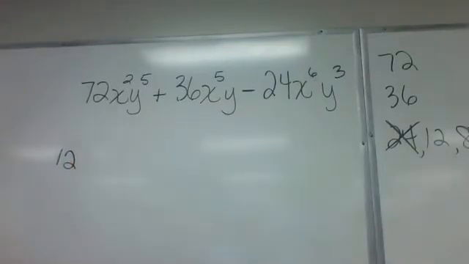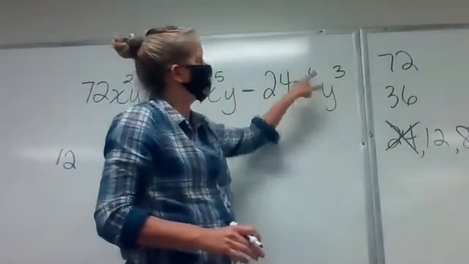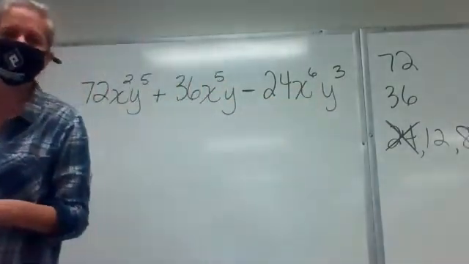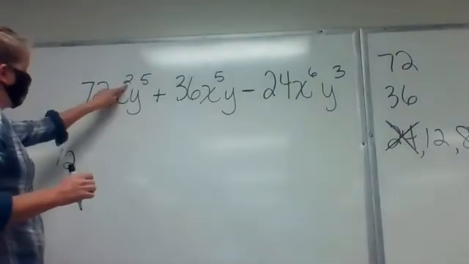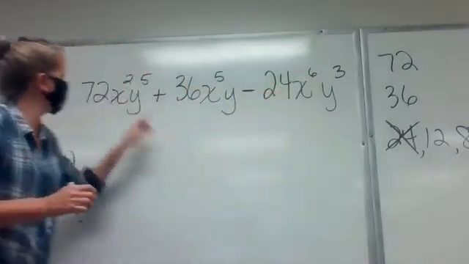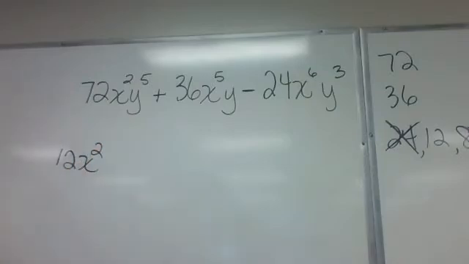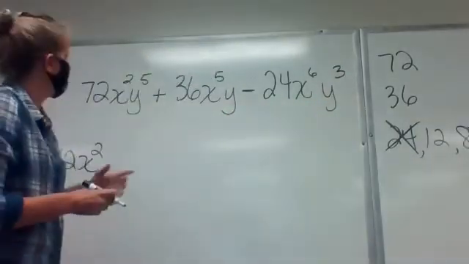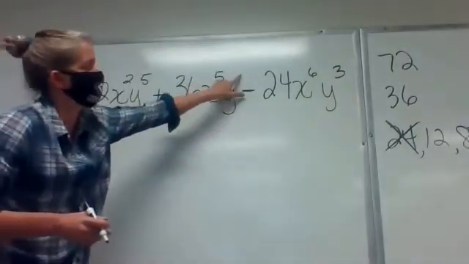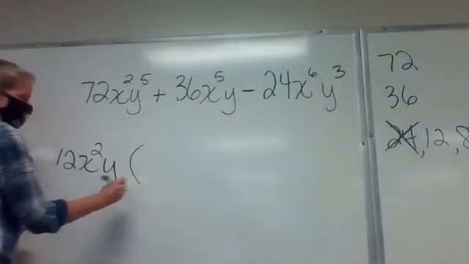Now, let's see, do we all have x's? I've got x squared, x to the 5th, and x to the 6th. So I do have x's that go into all of them. So what's the smallest exponent? Here I've got 2, 5, and 6. So x squared is my smallest. What about y's? Do they all have y's? I've got y to the 5th, y, and y to the 3rd. So my smallest exponent is this 1 right here. So all I can pull out is a y.